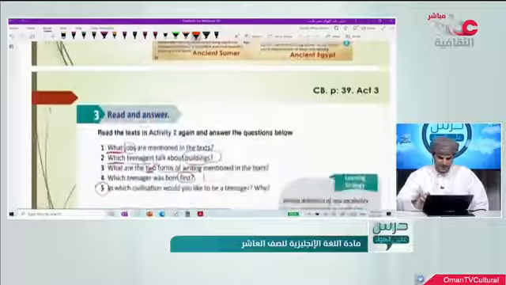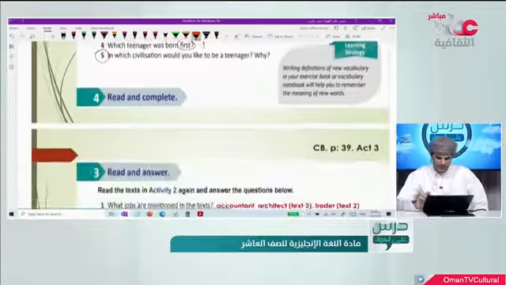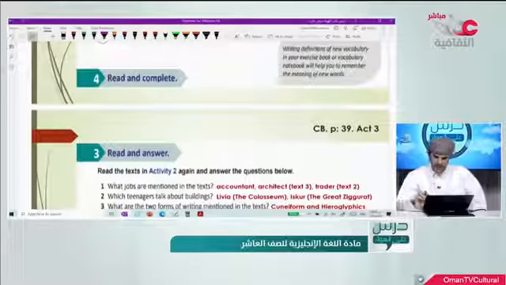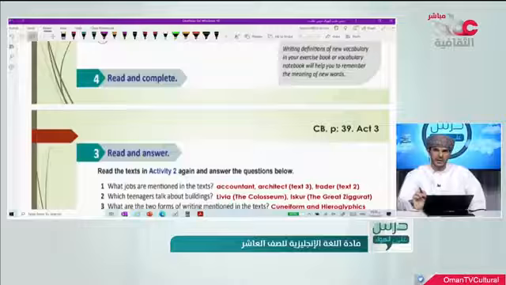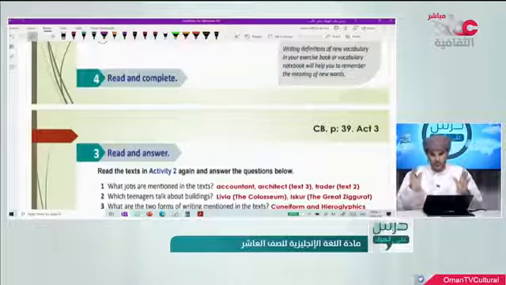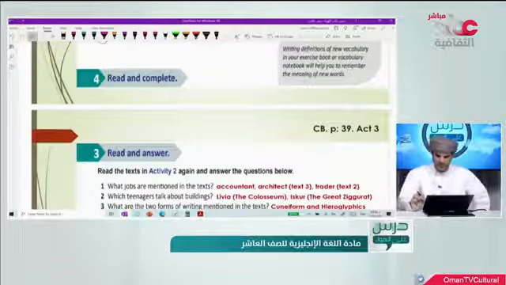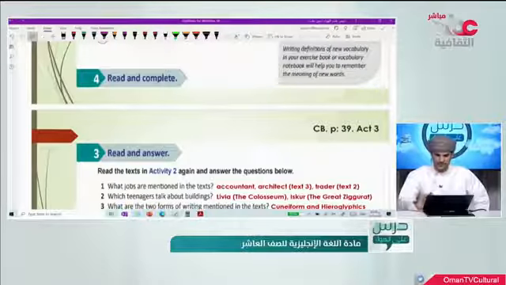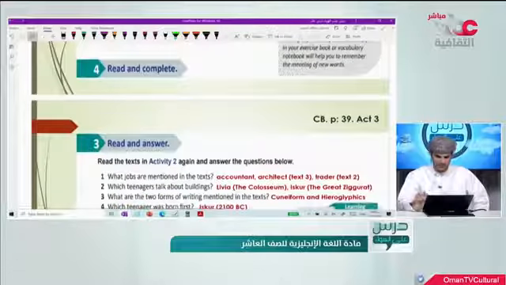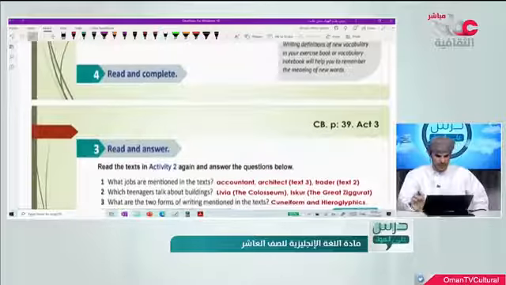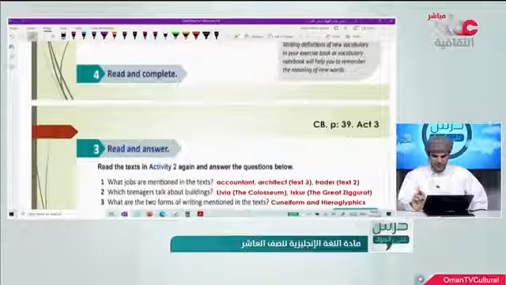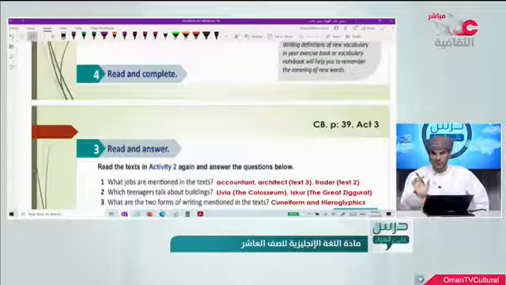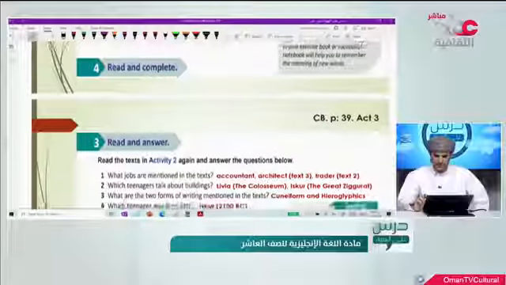Let's go now to question 2. The answer: which teenagers talk about buildings? Livia and Iskor. Livia talked about the Colosseum, a stadium full of people, 50,000 people inside it. And Iskor talked about the great ziggurat. And question 3. What are the 2 forms of writing mentioned in the text? Cuneiform and hieroglyphics.